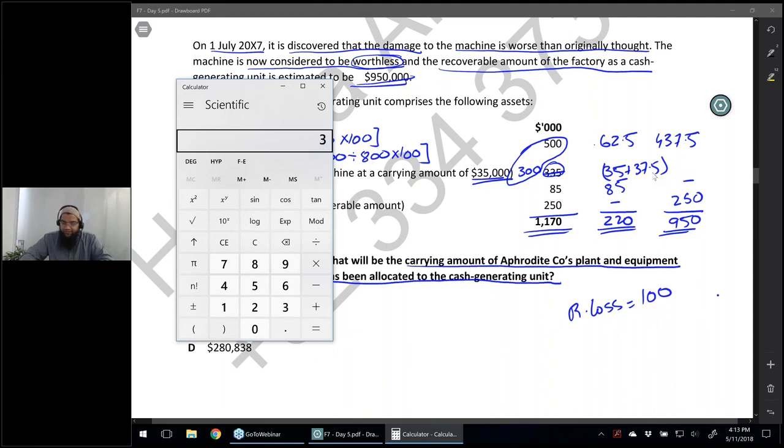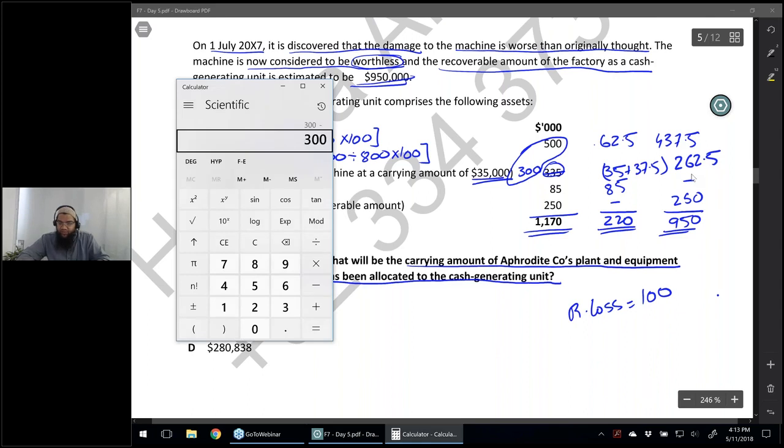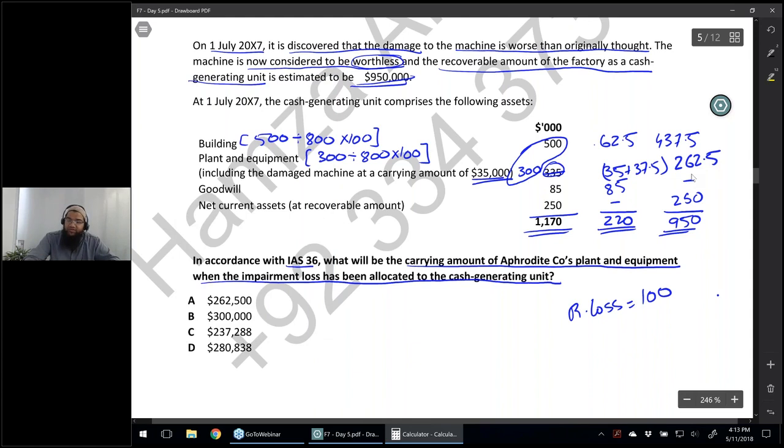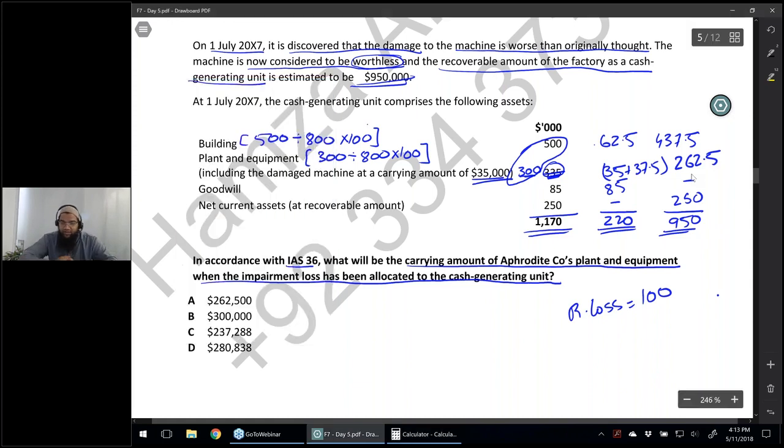And 335 minus 72.5 is going to give us 262.5. So the mistake that I was doing was 300 minus 35, although 35 was already deducted from 335 to get 300. So if we are using 300, we are going to deduct 37.5 from that. So your answer is actually 262.5, which is A. A is the right answer in this case.